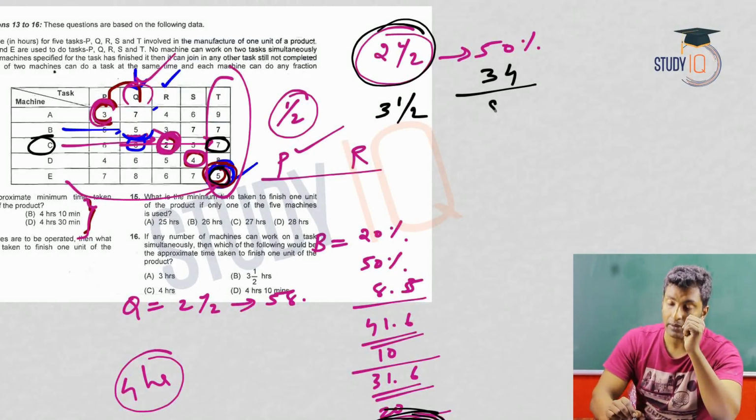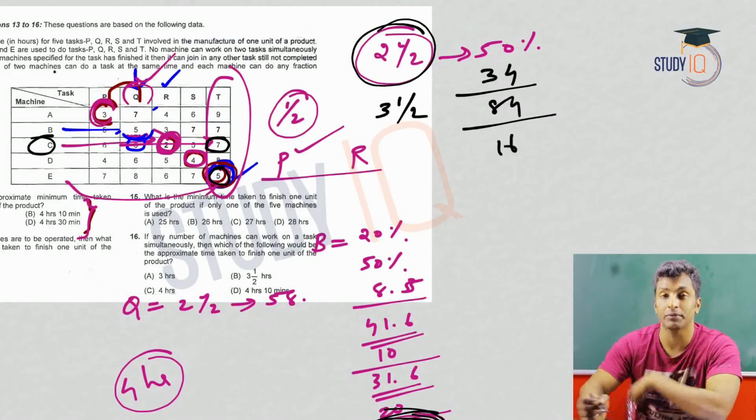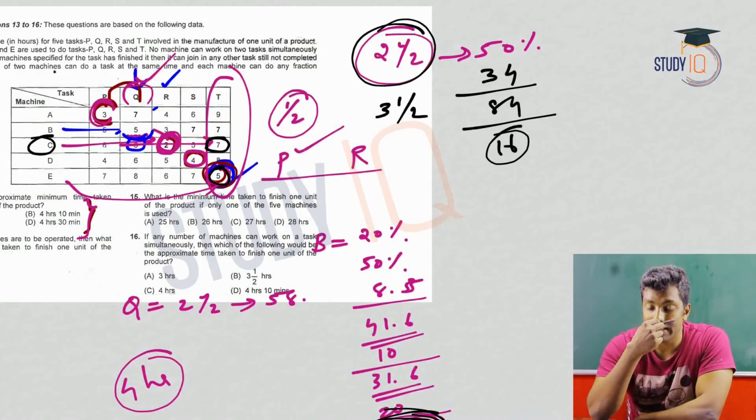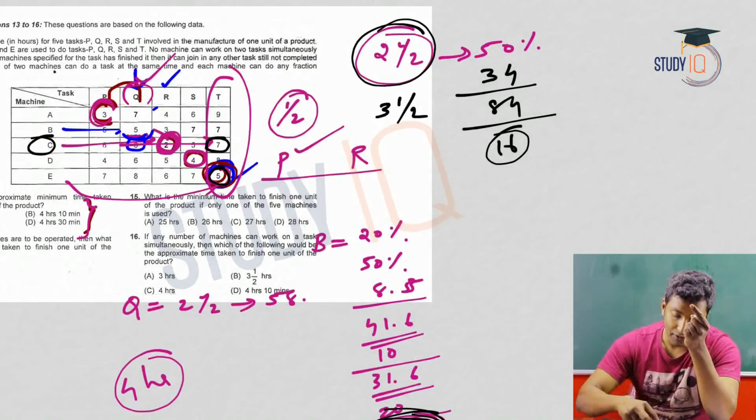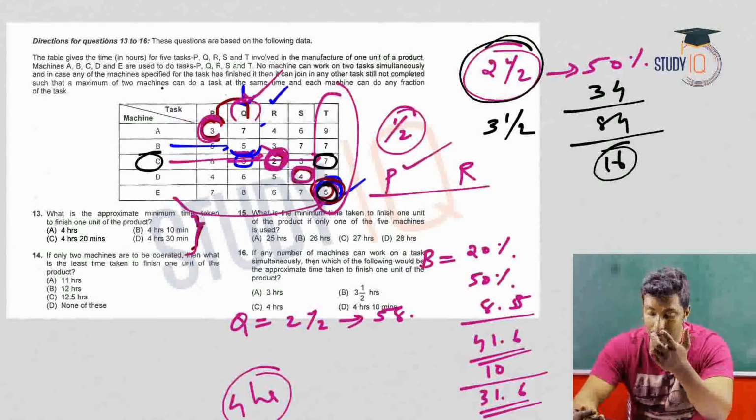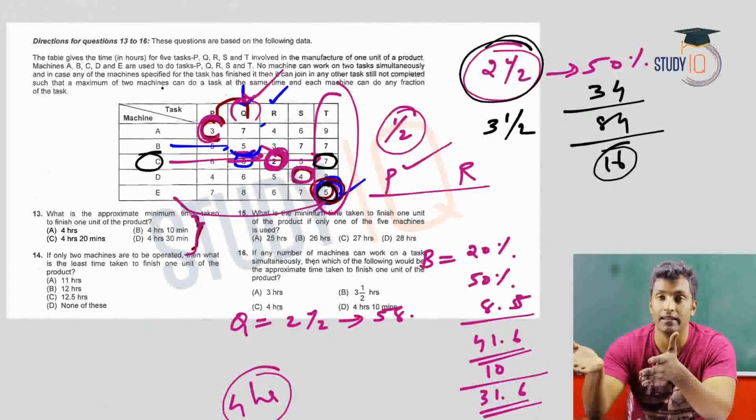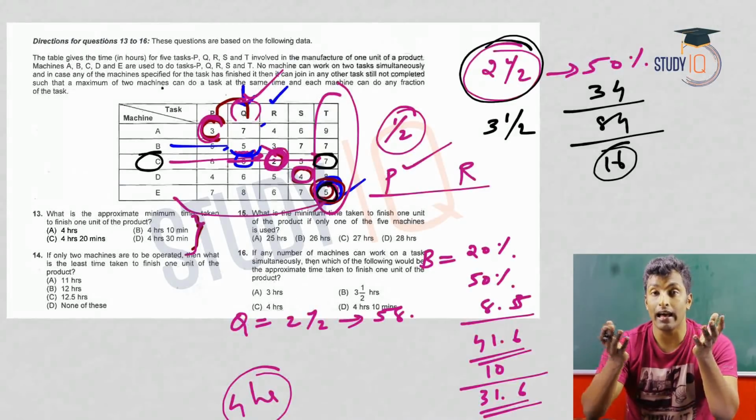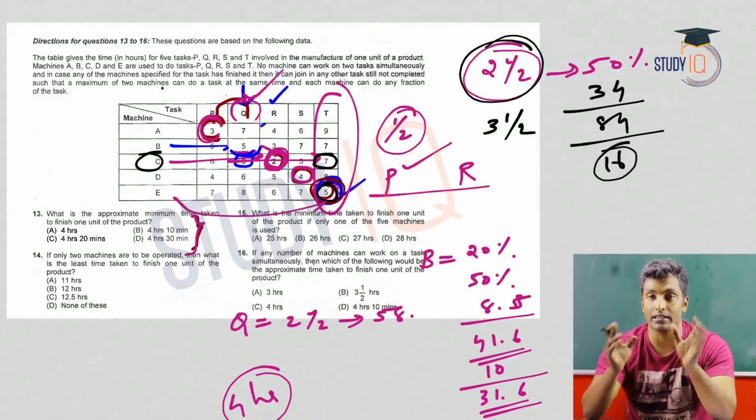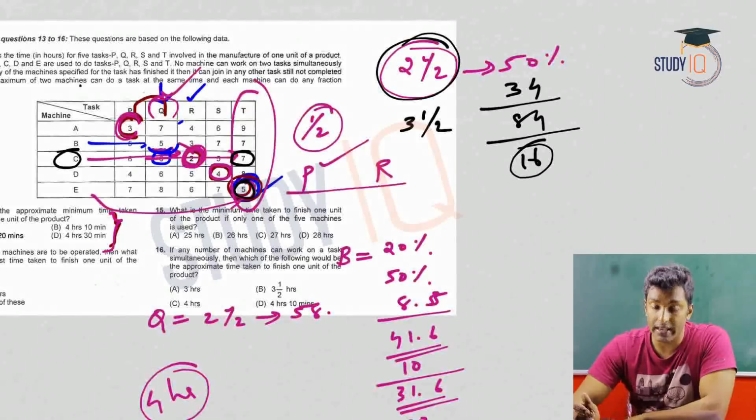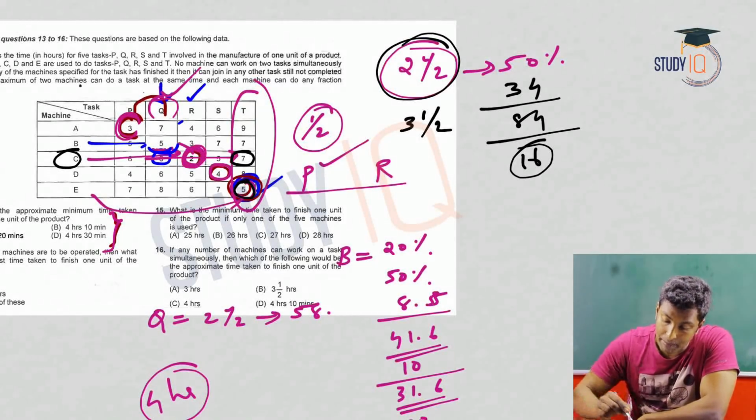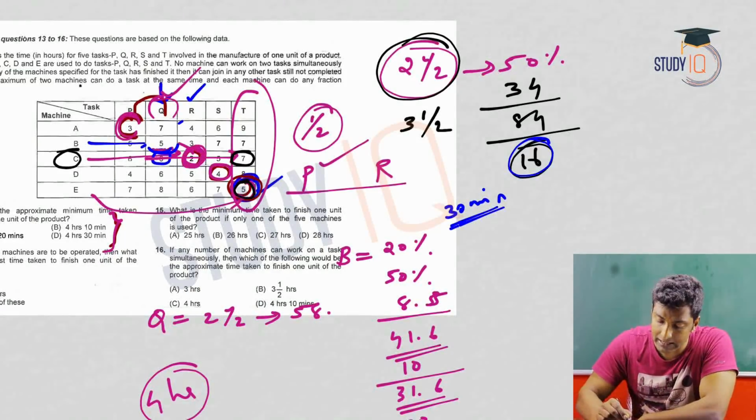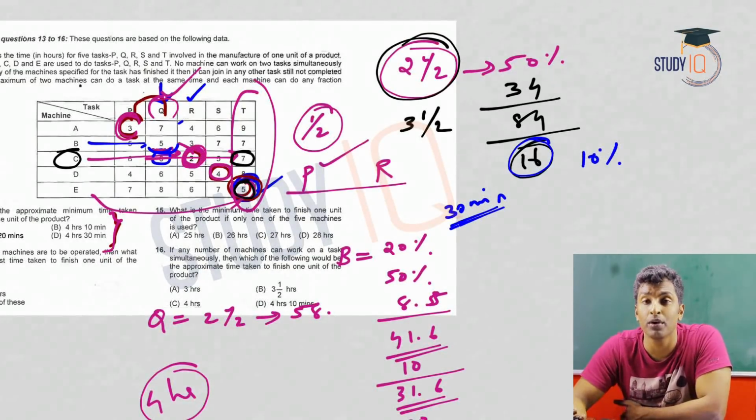So 84 is over. How much is left out? 16 is left out. Now for performing the 16, see, even machine E itself in 1 hour will complete 20%. But both are working, and we have that choice, right? We can allow 2 machines to work on a particular task, but not more than 2. Now you see here, to complete the 16, they need only 30 minutes, because in 30 minutes, 10% can be done by who?